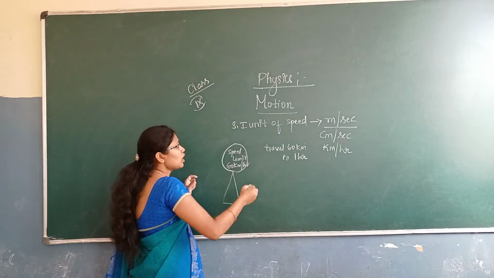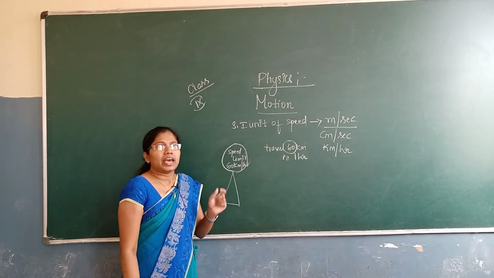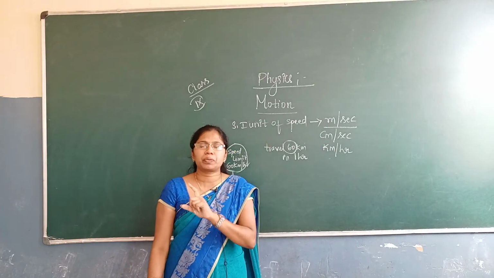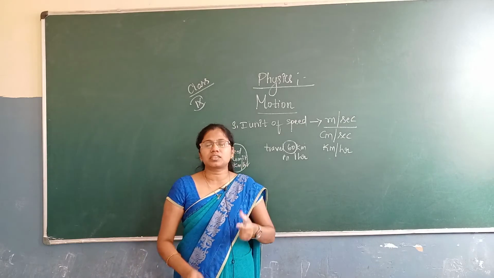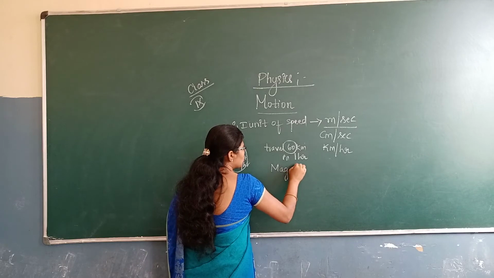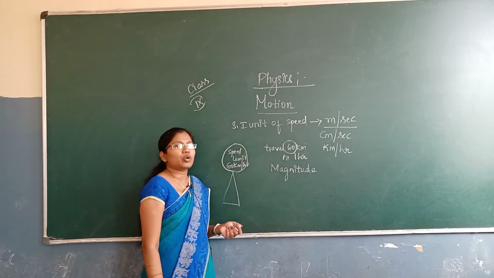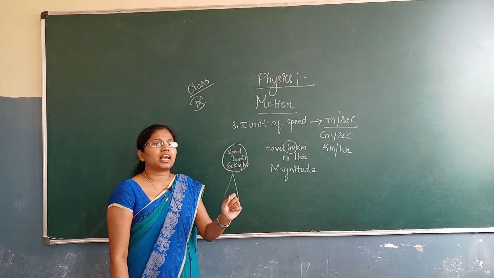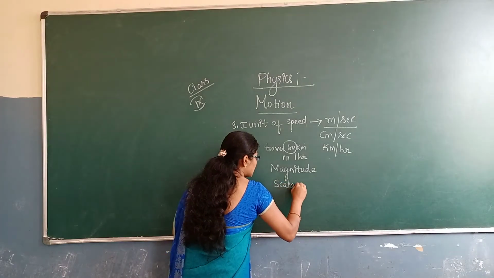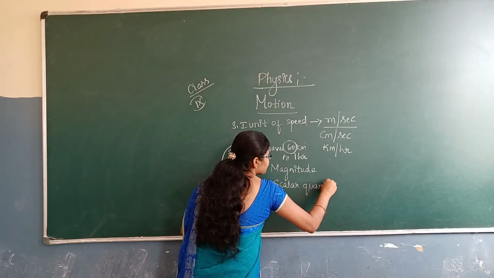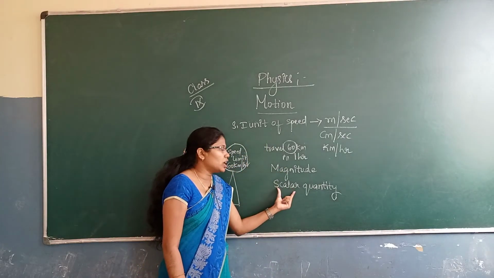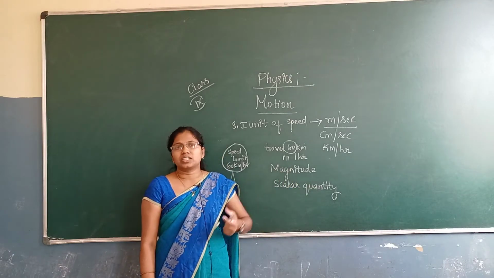So here, in speed, again we are going to consider only the numerical value. In speed we consider only the numerical value. So that means speed is having only magnitude. If the physical quantity is having only magnitude, then we can call that a scalar quantity. That means speed is having magnitude and we call speed a scalar quantity.